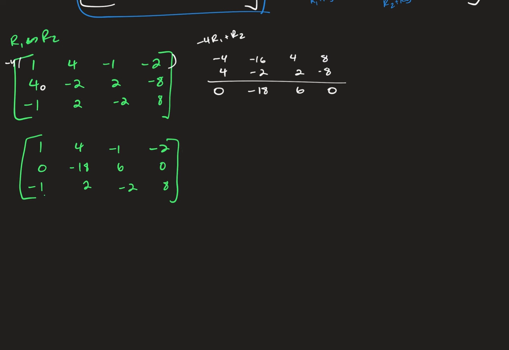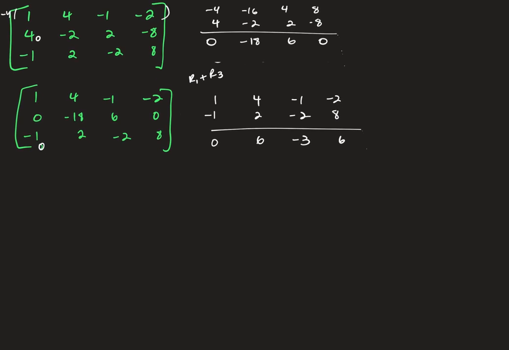Now I want a 0 where the negative 1 is. So I'm going to add row 1 and row 3, sorry. Row 1 plus row 3. So 1, 4, negative 1, negative 2, and negative 1, 2, negative 2, 8. I get 0, 6, negative 3, 6. I'm going to replace row 3 with that.